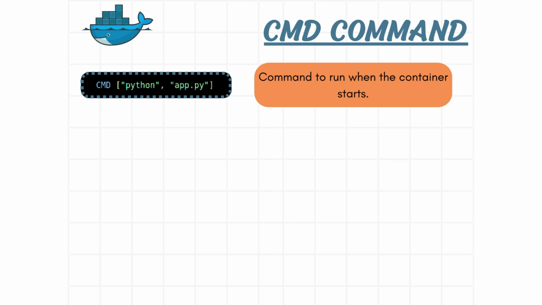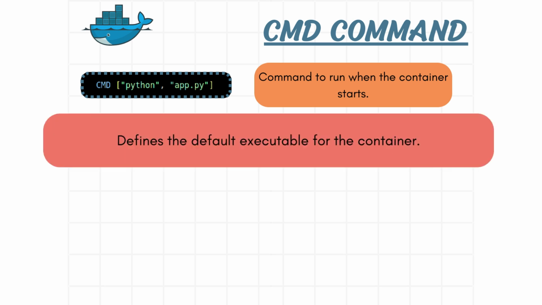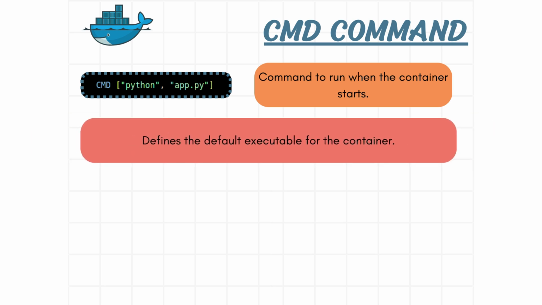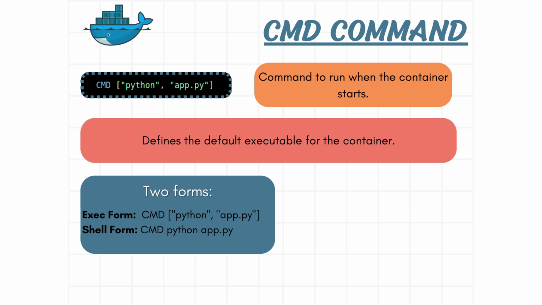The primary purpose of the CMD instruction is to define the default executable for the container. In this example, it instructs the container to run the Python interpreter and execute the app.py script. This means that when you start a container using this Docker image, it will automatically run the application defined in app.py. There are two forms to specify the command.